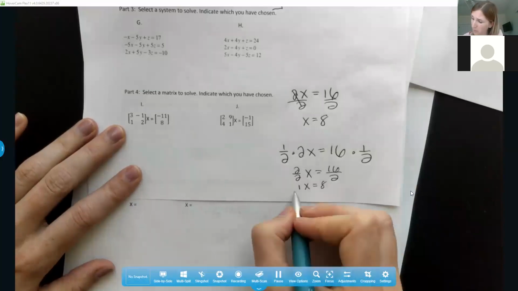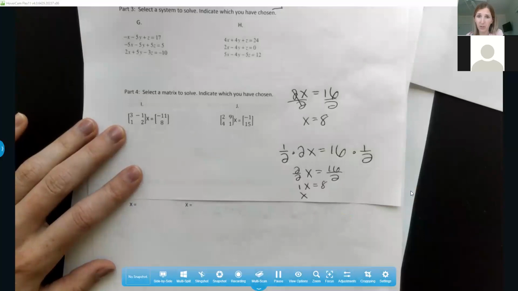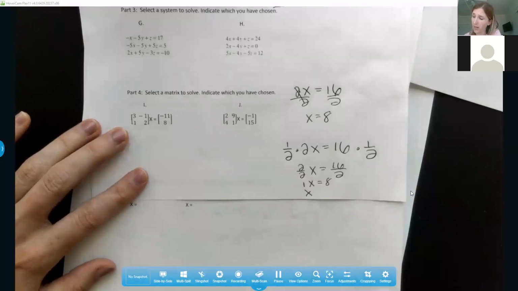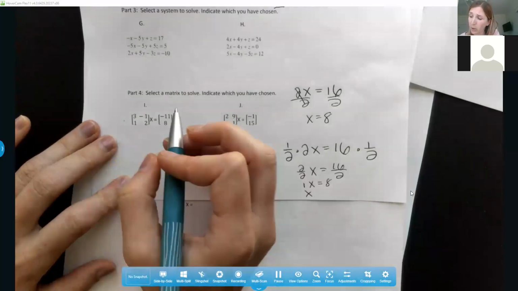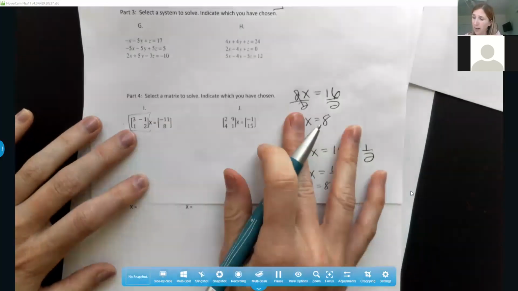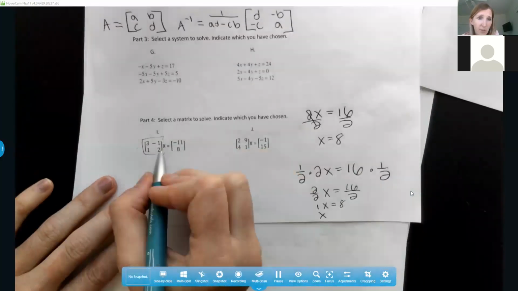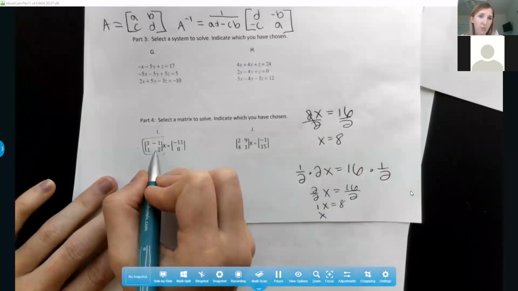And 1x can just be written as x, right? Because anything times 1 is itself. Yes. So what we want to do to figure this out is multiply both sides of this equation by the inverse of this. So remember how we got inverse back in part 2? Yes. All right, so first step is find the inverse of this matrix.